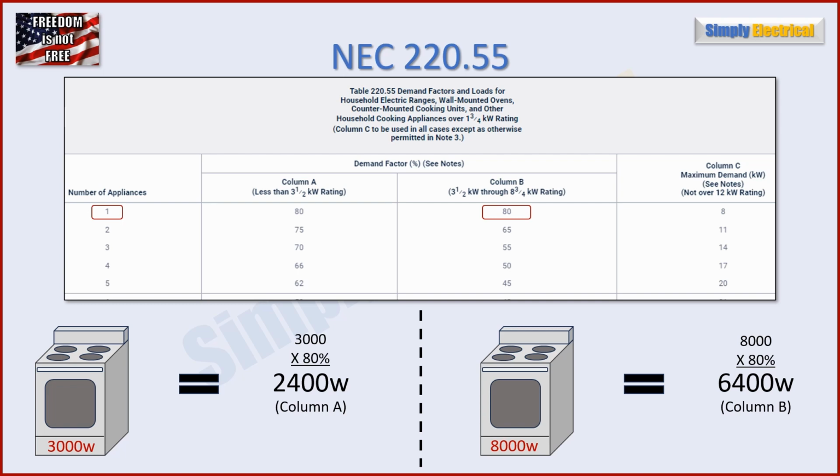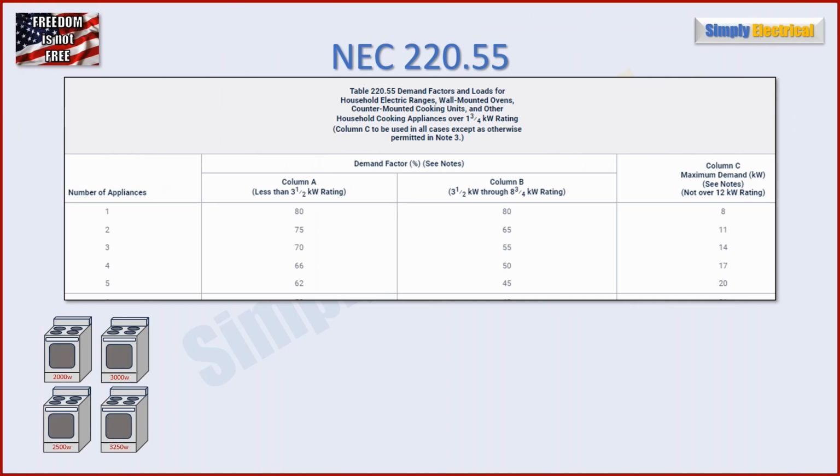And if we have more than one range, it's not much different. Now let's look at 4 ranges. We've got a 2,000, a 3,000, a 2,500, and a 3,250 watt range. Adding the nameplate ratings of the ranges together, we get 10,750 watts. In the table, we have 4 ranges. All 4 ranges fall into column A because they're all under 3.5 kW, which allows a 66% demand factor. Now 66% of 10,750 is 7,095 watts.